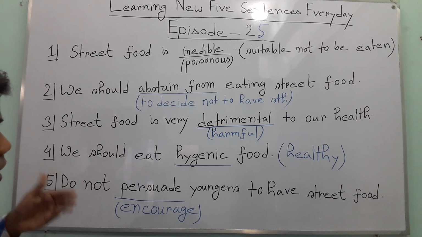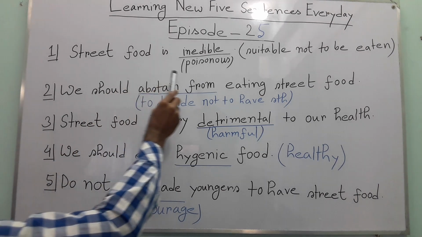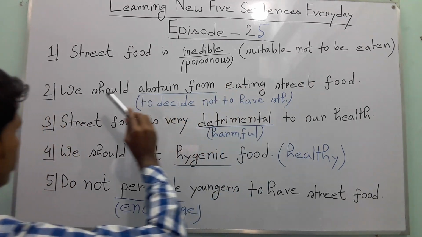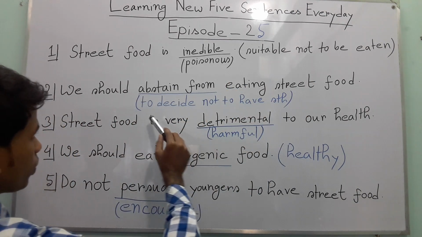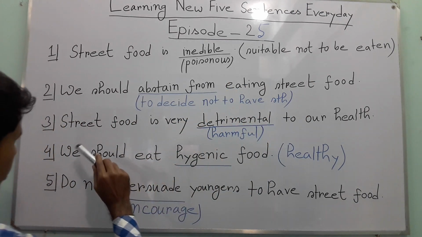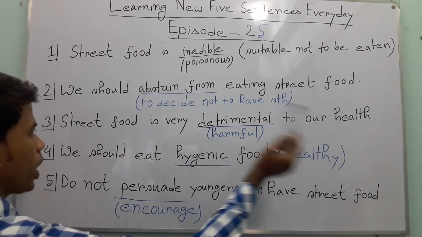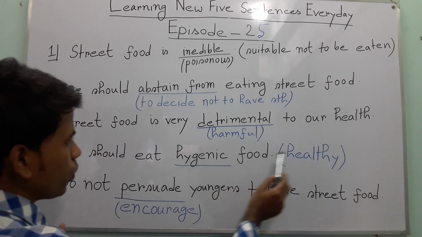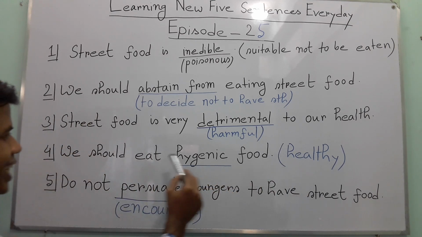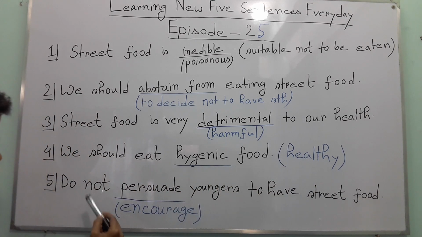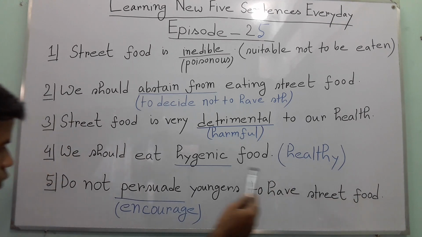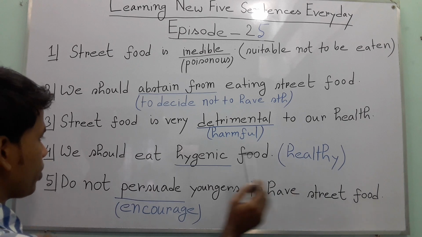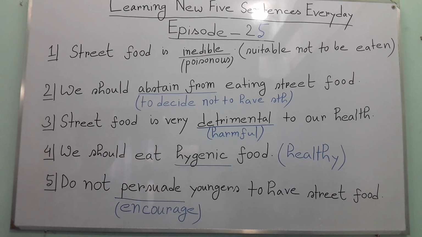Let me read it for you one more time. Street food is inedible: not suitable to be eaten, or poisonous. We should abstain from eating street food: to decide not to have something. Street food is very detrimental to our health. Detrimental means harmful. We should eat hygienic food, meaning healthy food. Don't persuade youngsters to have street food. Don't encourage youngsters to have street food. So these are the 5 sentences that I have taught you today.